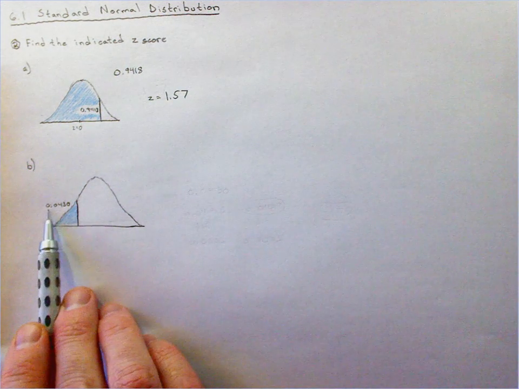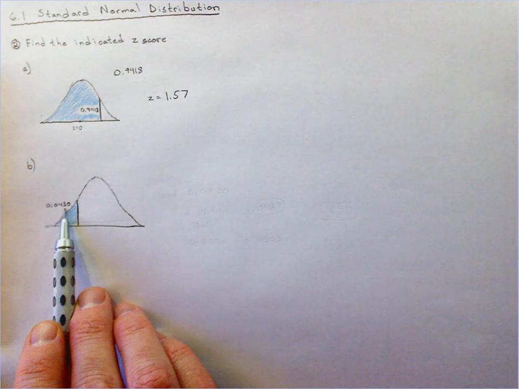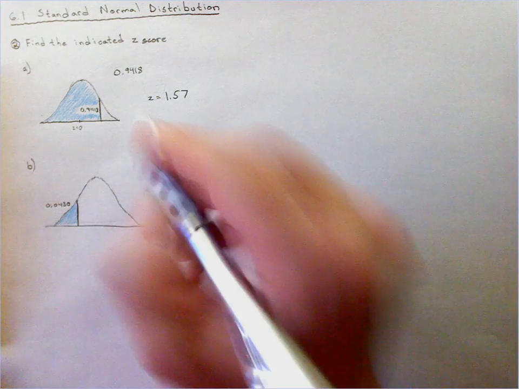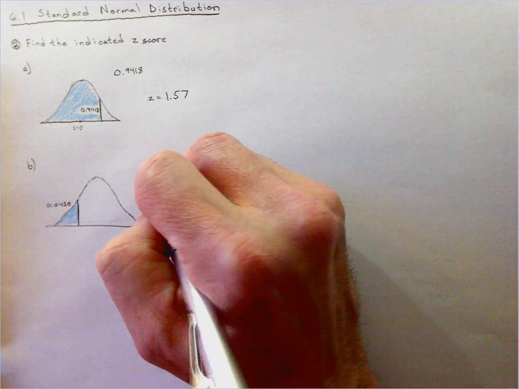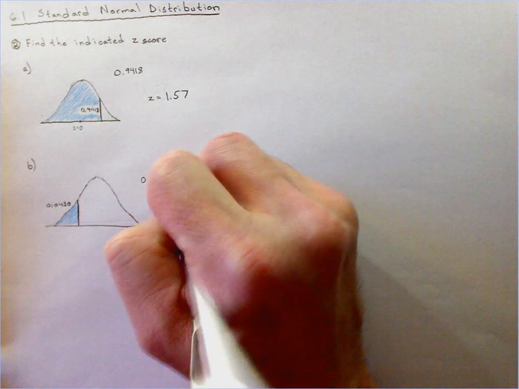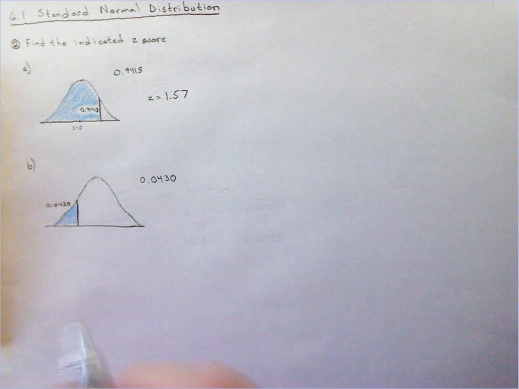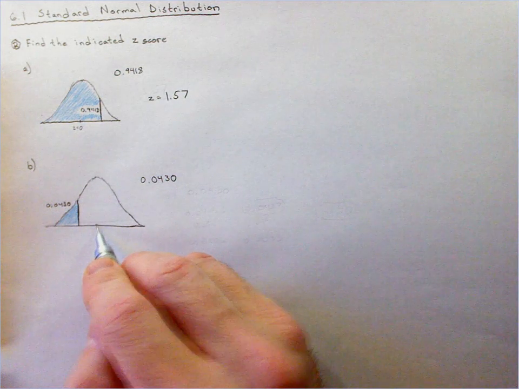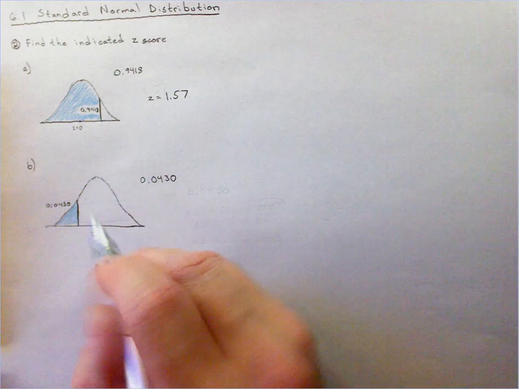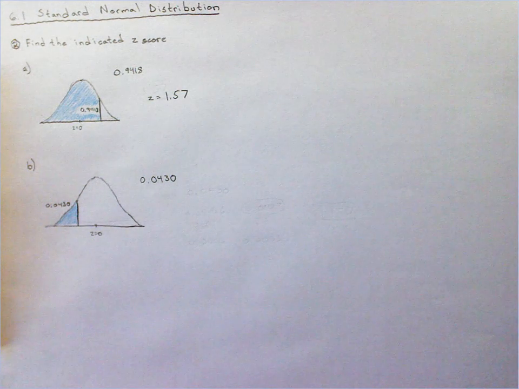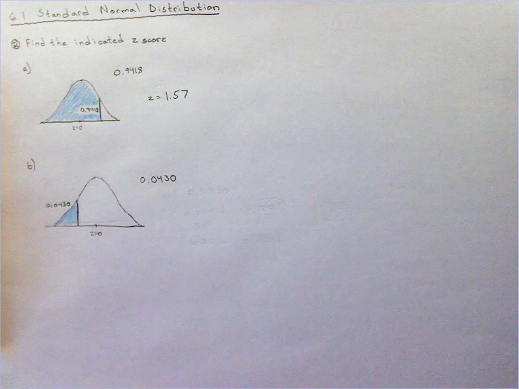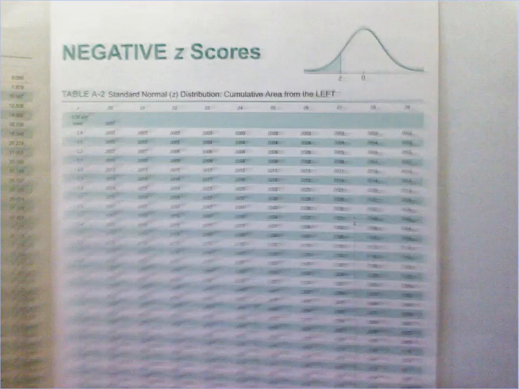Here I have a given probability, area under the curve, and I'll write it out just in case, 0.0430. This one is going to be a negative z-score. It's to the left of z equals 0, and my probability is less than 0.5. So I'm going to look up in my negative z-scores for 0.0430.